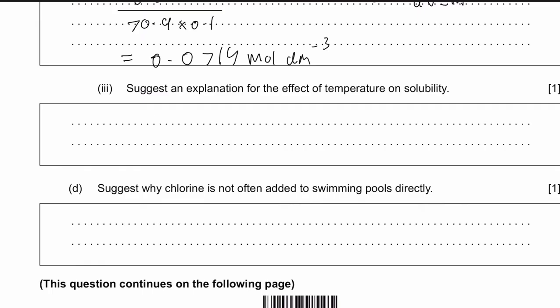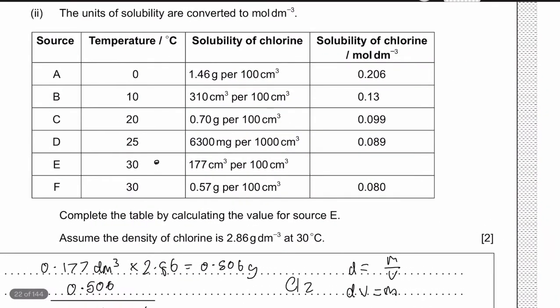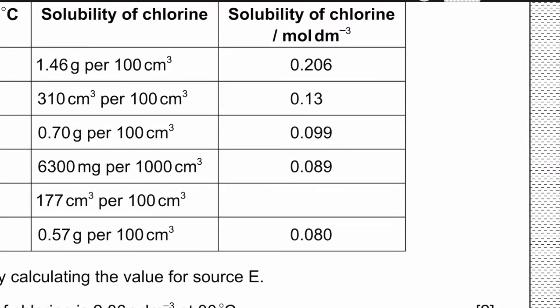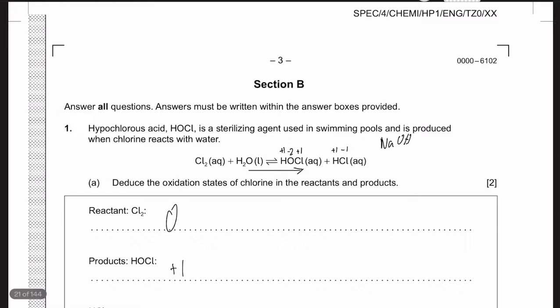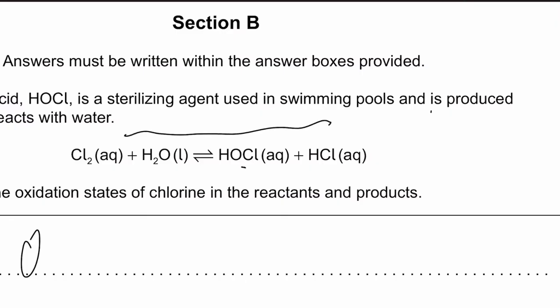Suggest an explanation for the effect of temperature on solubility. So what kind of effect do we have here? We're increasing temperature and it looks like solubility is decreasing. So why could this happen? Well, the solubility is just determined by this dissolution reaction, right? So essentially this is our dissolution.